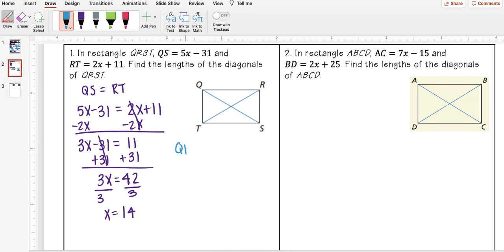Well, I know they're equal to each other. QS is equal to RT. So I'm just going to plug in 14 for x in my RT. So I have 2 times 14 plus 11. Well, 2 times 14, I get 28. 28 plus 11, I get 39. So the lengths of the diagonals of QRST are 39 units.